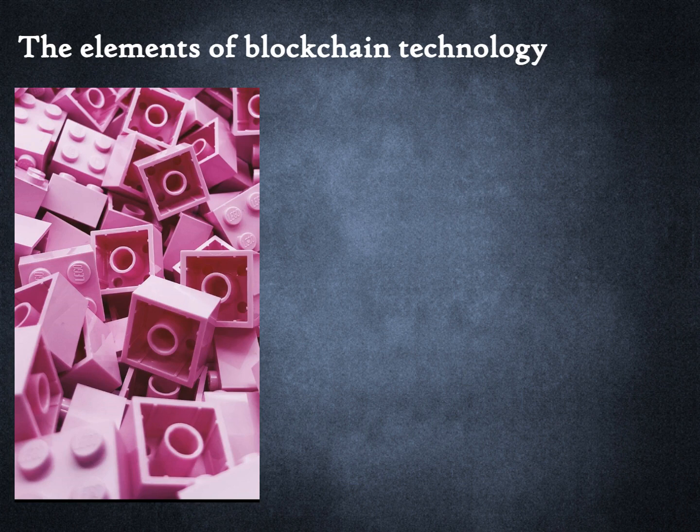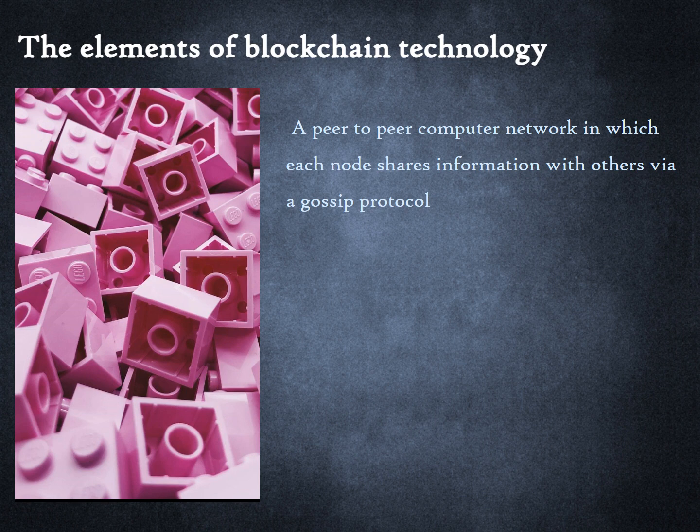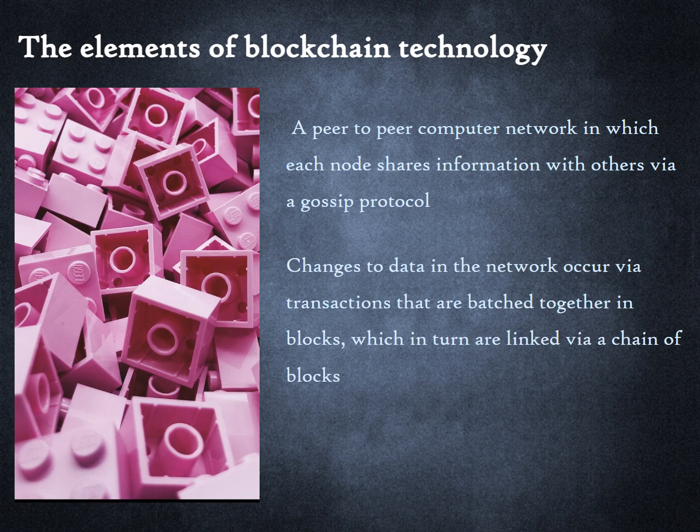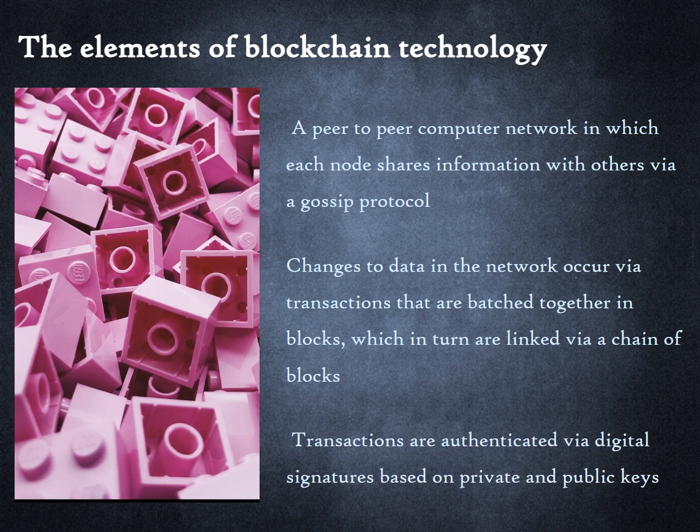First, a peer-to-peer computer network in which each node shares information with others via a gossip protocol. No node is superior to other. Hence, it is peer-to-peer. Second, changes to data in the network occur via transactions that are batched together in blocks, which in turn are linked via a chain of blocks. Third, transactions are authenticated via digital signatures based on private and public keys. We will continue with listing these Lego blocks in the next slide.